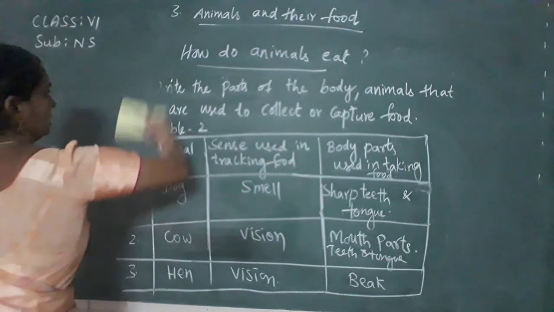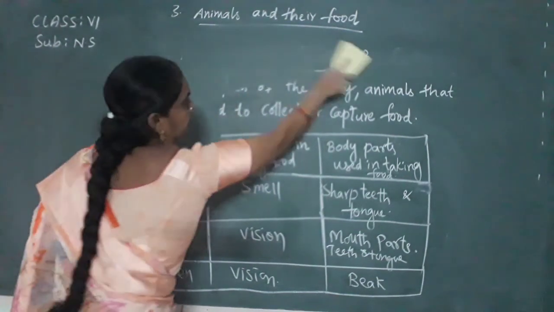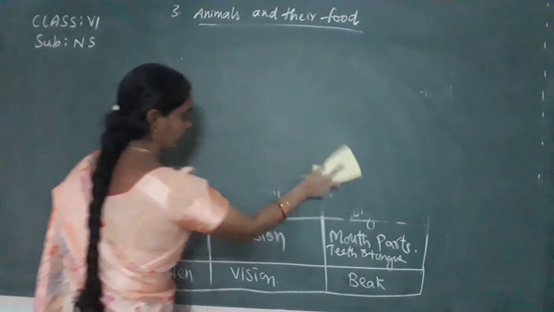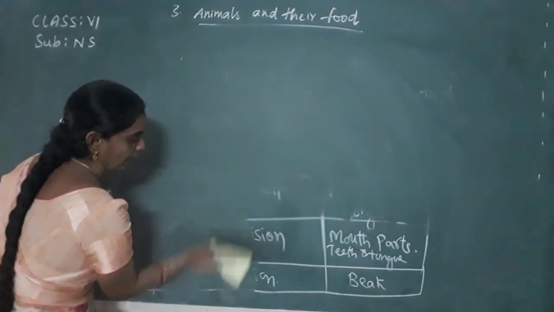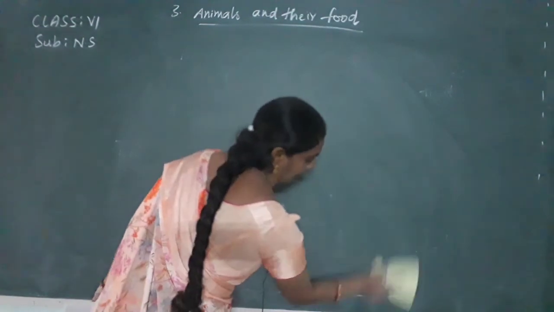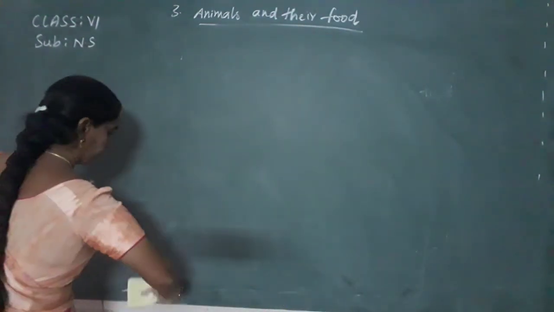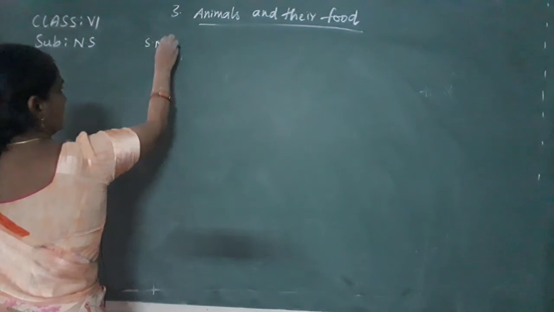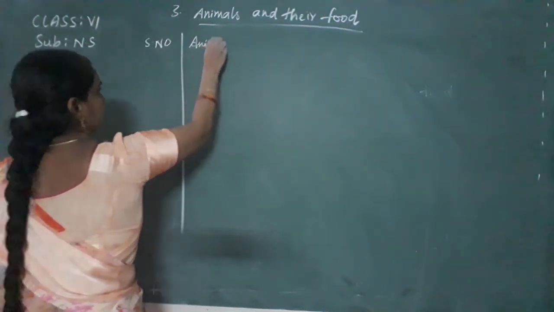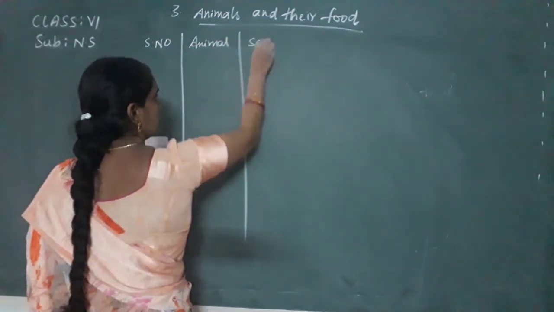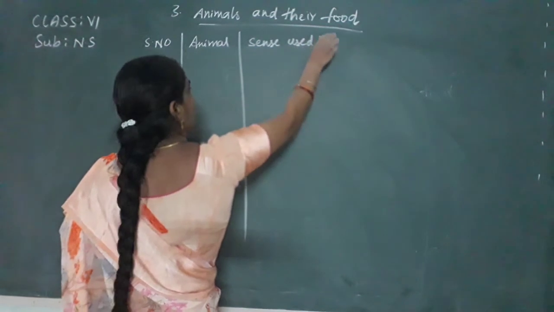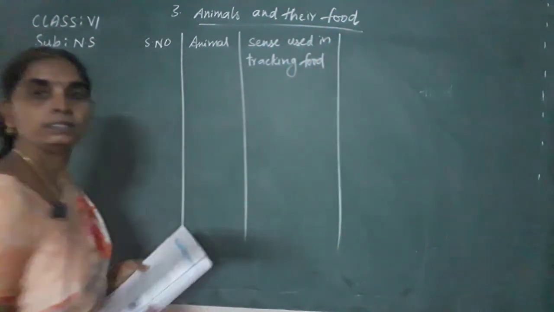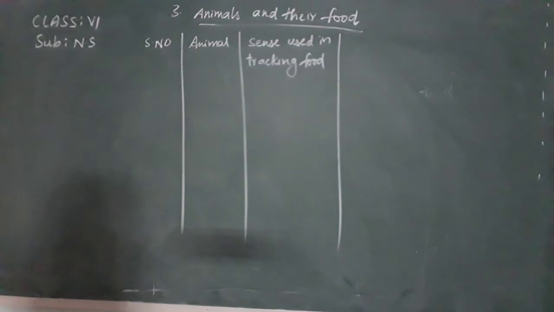Complete this table, children. In a similar pattern, they have given you the other animals also, and you have to write the sense organs and the body parts which they use in tracking down the food. You have to write down and complete the table over there. In the table, the columns are serial number, animal, sense used in tracking food, and also the body parts used in taking food.